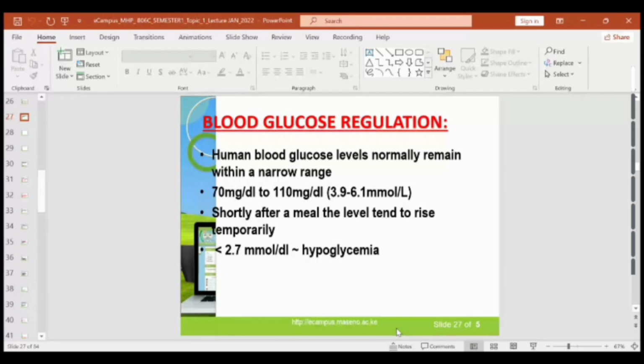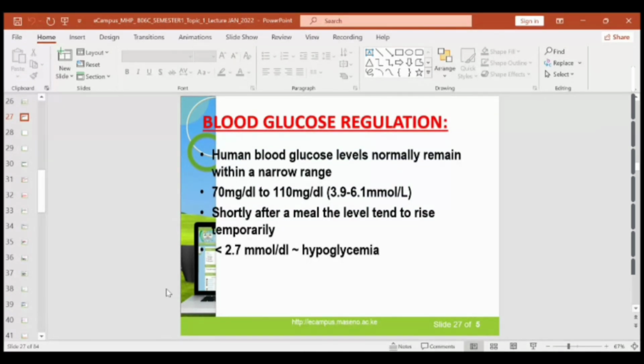We'll focus narrowly on the blood regulation of glucose, and that is the range that your blood normally operates at. So the range is between about 3.9 on the lower side. On the higher side, it usually goes to about 7.8 millimole per liter.